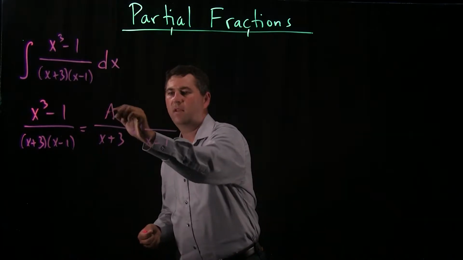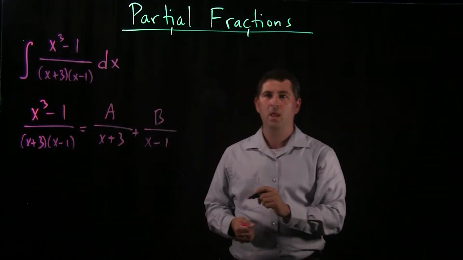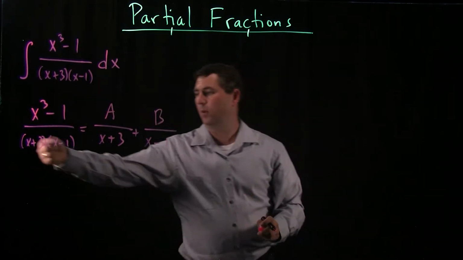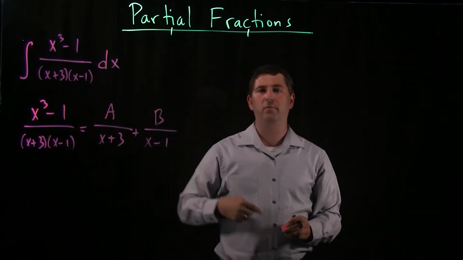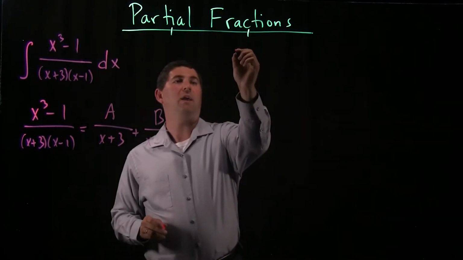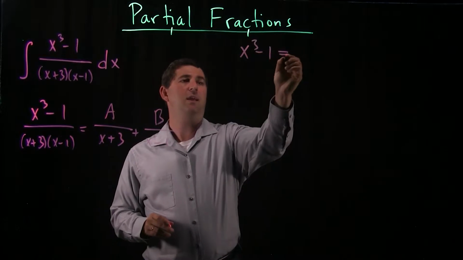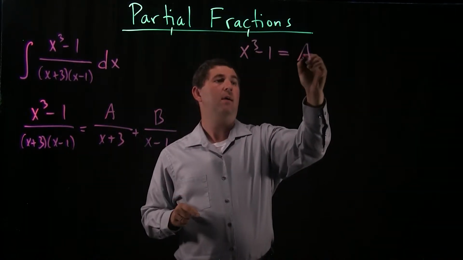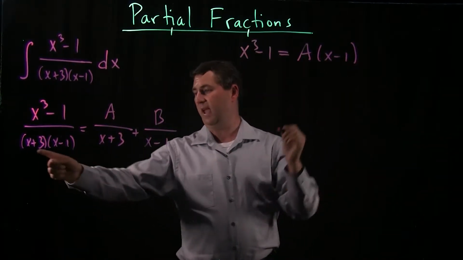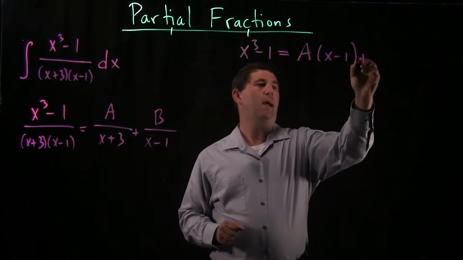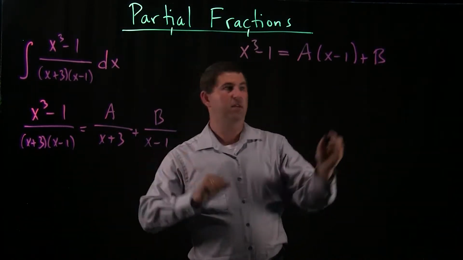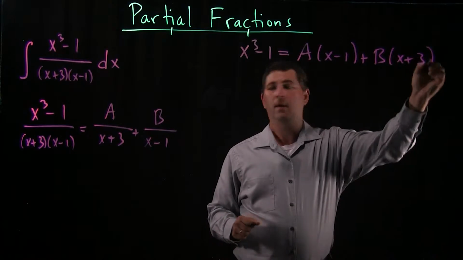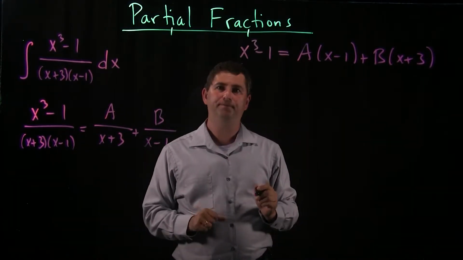We'll give them names A and B. Now we try to solve it. How do we do it? We multiply through by x plus 3 times x minus 1, and we get x cubed minus 1 equals A times x minus 1, because the x plus 3's cancel, and B times x plus 3, because the x minus 1's cancel.